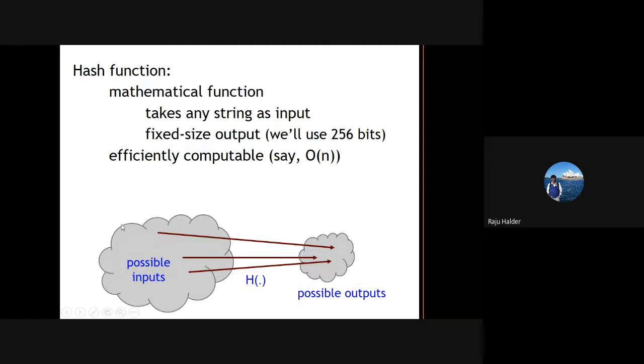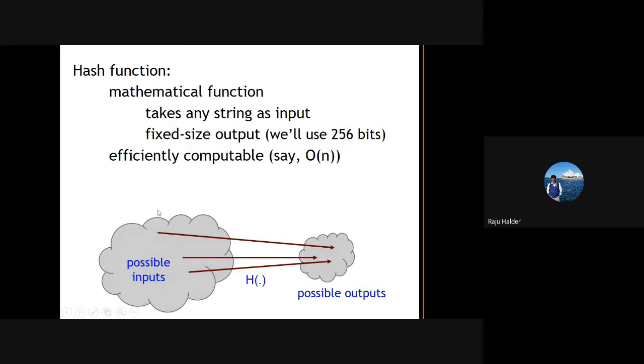So from here it is obvious that since the input domain is very large, the number of inputs is more than 2 to the power 256, but the output domain is fixed, with the number of elements being 2 to the power 256. So of course it is obvious that at least two inputs, after applying the hash function, can map to the same output.